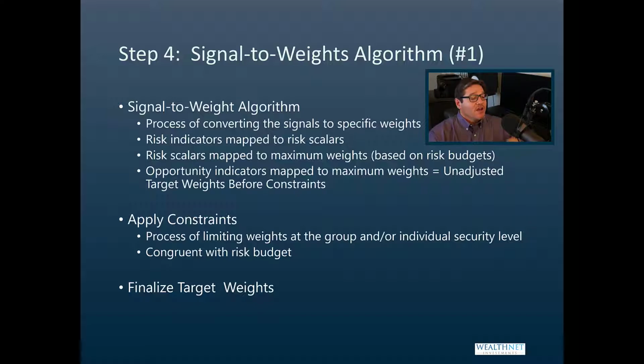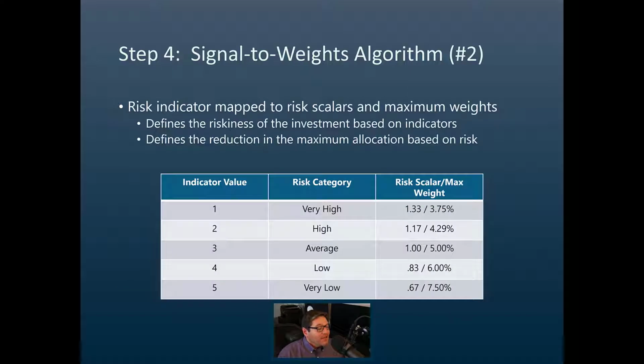And then what we do is we apply our constraints at the group level, at the individual security level, and we need to make sure that the overall portfolio is congruent with the risk profile, the total risk profile, okay? Then we finalize our target weights. That's the general overview of it. And so I'm going to use a hypothetical here. I'm going to use a simplified hypothetical that shows mapping the risk scalars to the maximum weights. I'm going to go through each step.